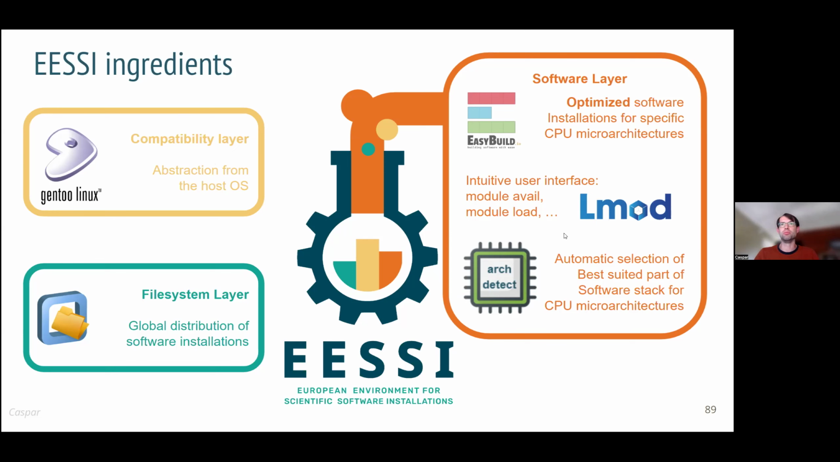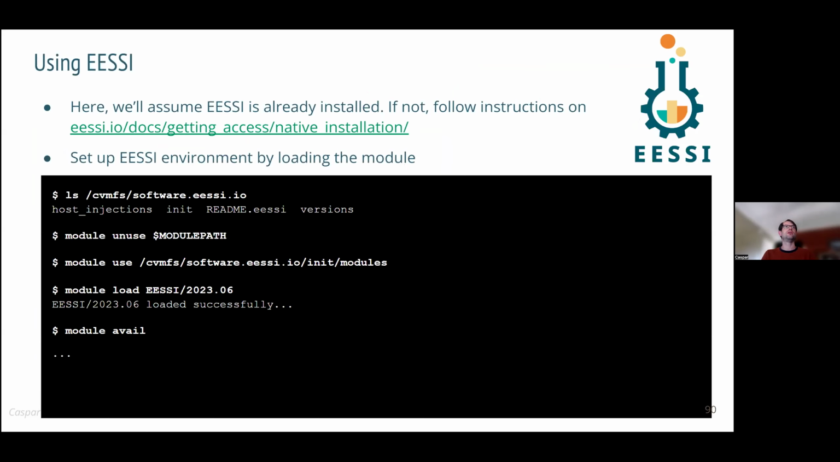And the final piece of the puzzle is a small tool called Architect, which basically checks on your system what is the CPU architecture that you're currently running on. And that is the copy of the software stack that you're getting. So basically, we have all of the modules compiled for a very wide range of CPU microarchitectures, and we decide which copy to serve you based on what Architect returns. So that's Easy in a nutshell.